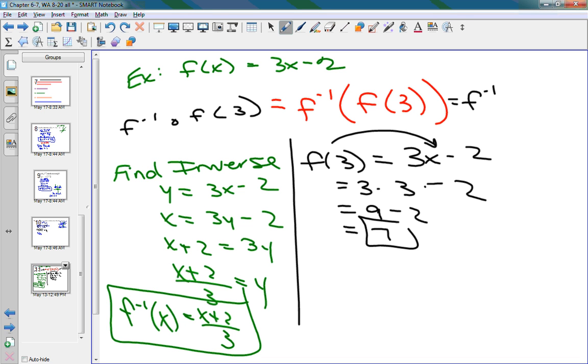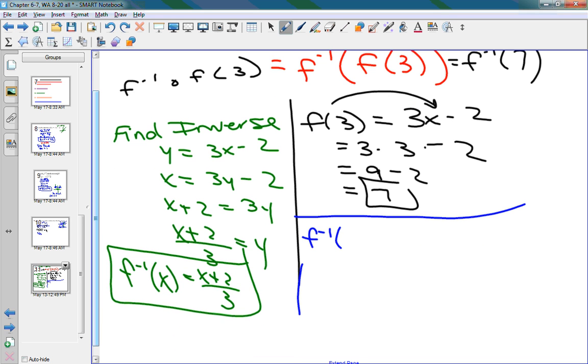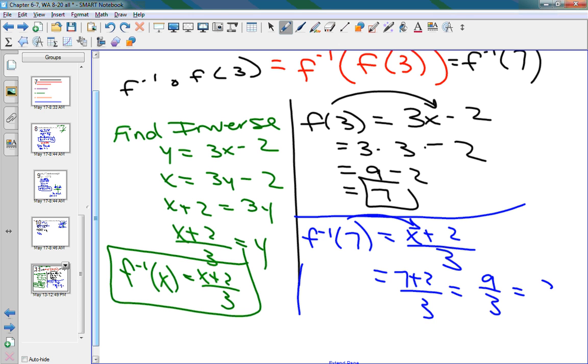So now this tells me to do f inverse at 7, correct? Do you see that? So if I'm doing f inverse at 7, what is f inverse? X plus 2 over 3. And every place I see an x, what do I plug in? I plug in a 7. So that gives me 7 plus 2 over 3, which is 9 over 3, which is 3.